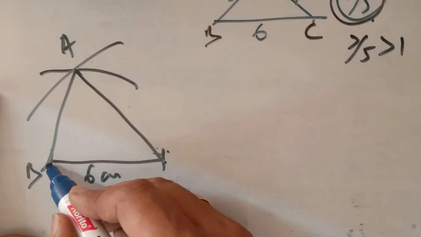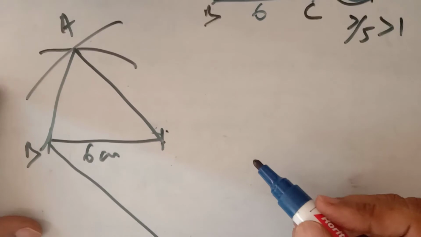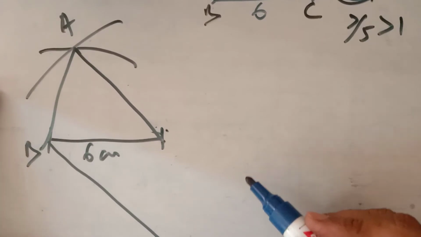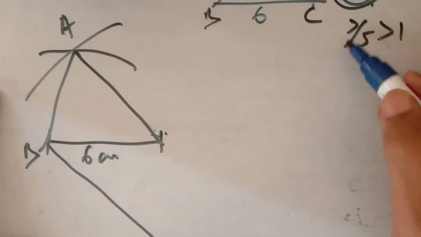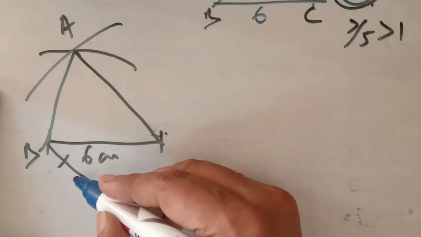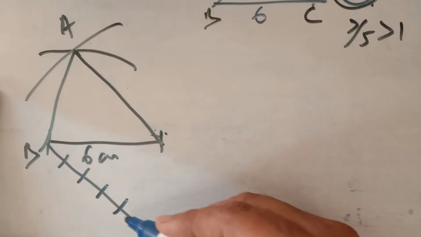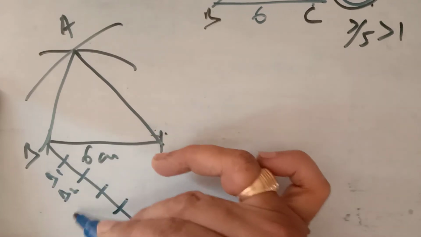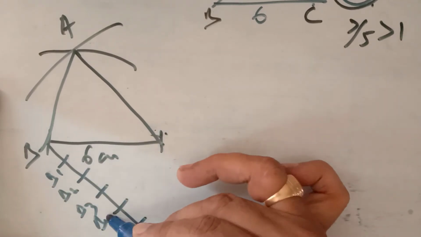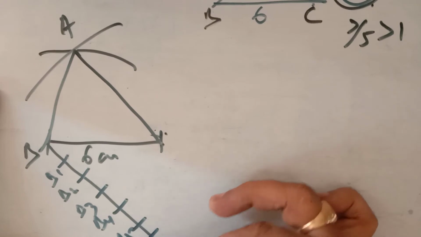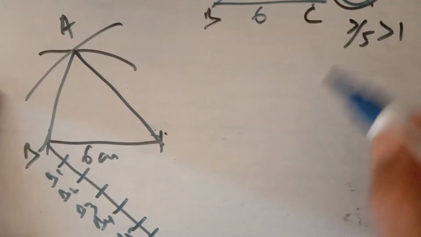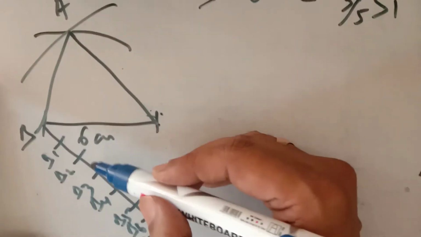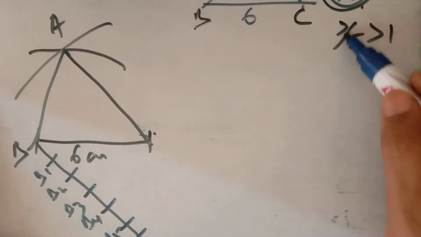Now at B, draw an acute angle as usual in the previous question. You mark 7 equal points on this line: 2, 3, 4, 5, 6, 7. B1, B2, B3, B4, B5, B6, B7. You have to mark the number of equal parts of the ratio which is greater.